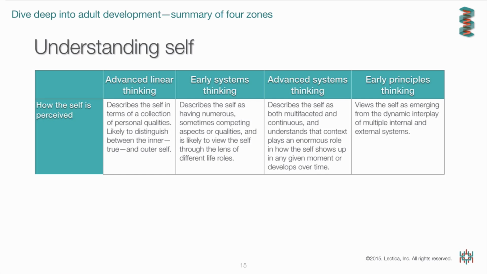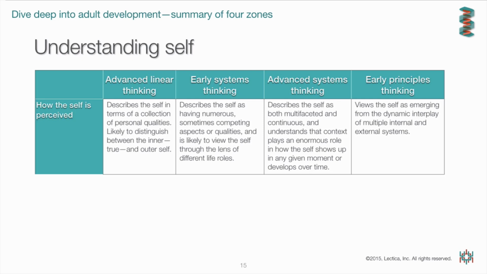Advanced systems thinkers describe themselves as both multifaceted and having continuity over time, and understand that context plays an enormous role in how the self shows up in any given moment or develops over time. Single principles thinkers describe themselves as emerging from the dynamic interplay of multiple internal and external systems.